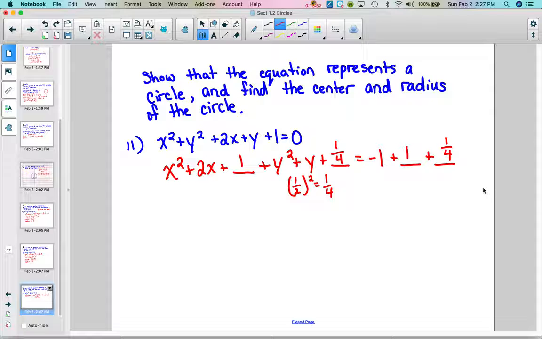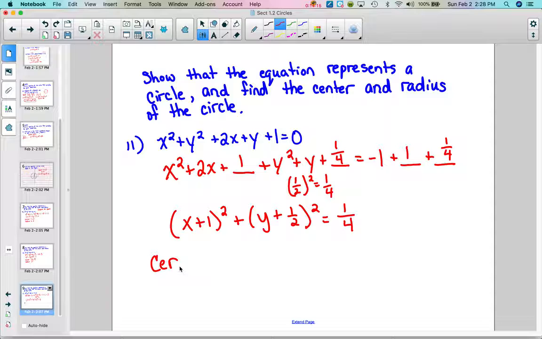Not a big deal. So now when I write this, I'm going to have x plus 1 quantity squared plus y plus a half quantity squared equals, this cancels out, we have a fourth. So there's my equation. It doesn't matter that you got a fraction.